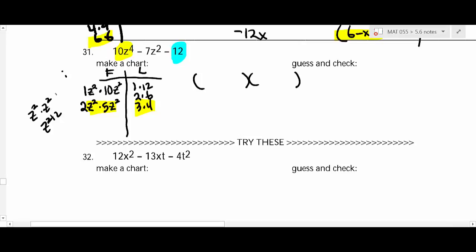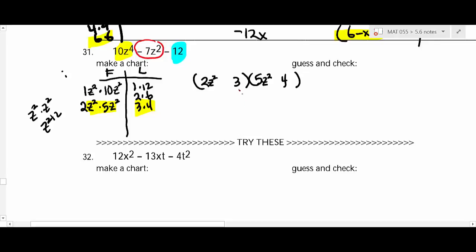And the other thing I want to stress on this, you can't do this problem in your head. You cannot. You have to write something on your paper. So let's put the 2z squared there and the 5z squared there. Let's put the 3 and 4 there, and let's see if it's going to work or not. What you do now is see if you can get the inner and outer terms to add up to negative 7z squared.